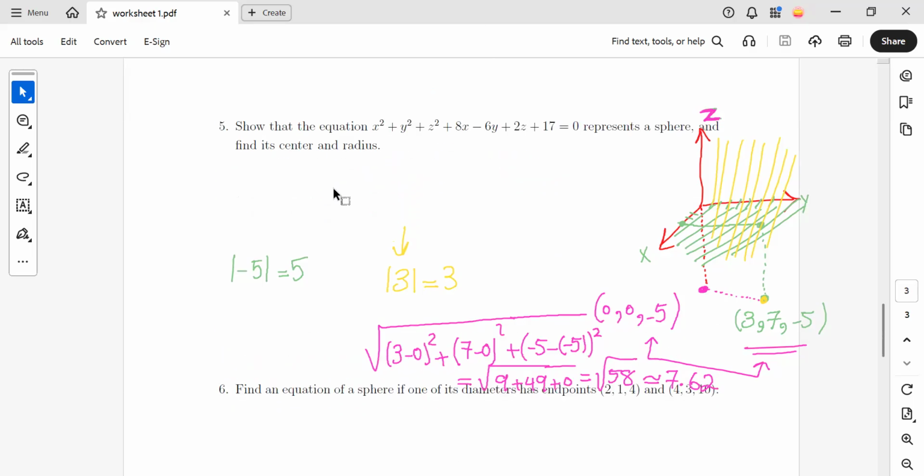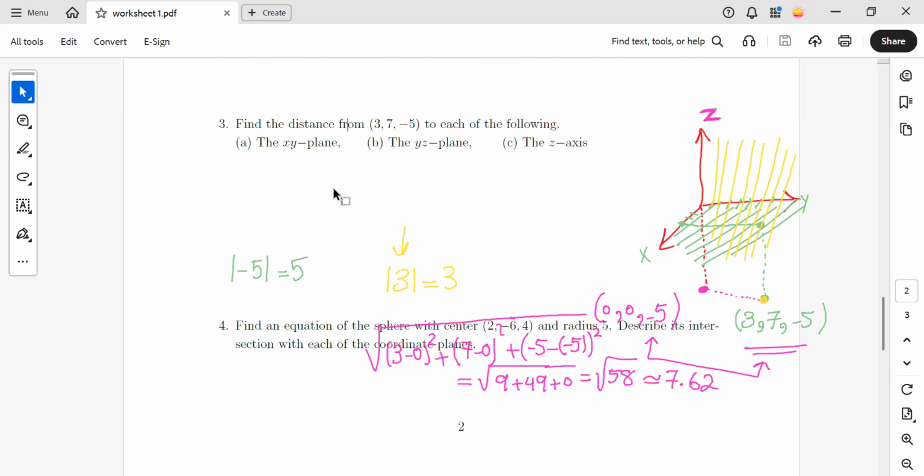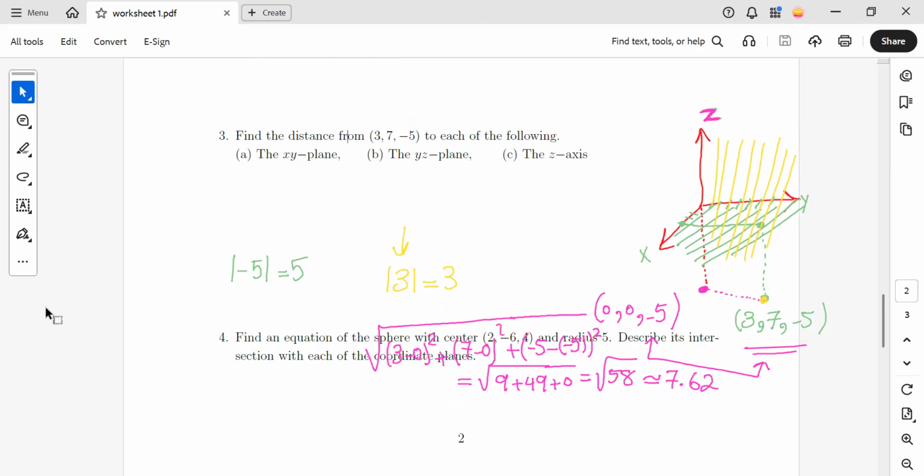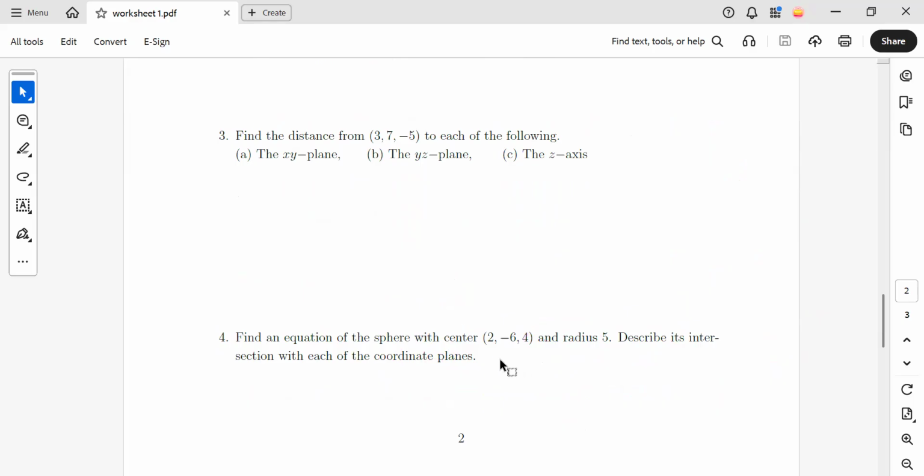Okay, the next one, question number 4, says find an equation of the sphere with the center 2, -6, 4, and the radius 5. Describe its intersection with each of the coordinate planes.